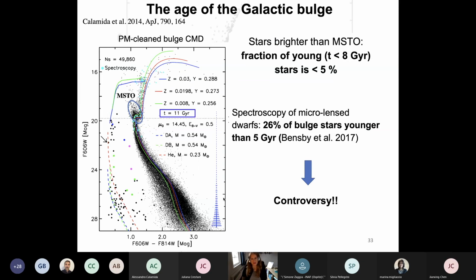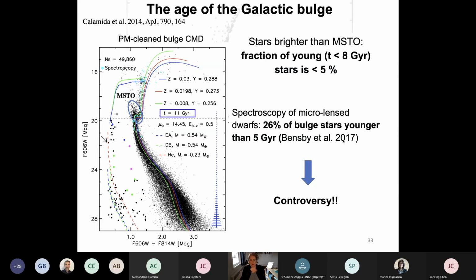And then we were saying, okay, there are some studies based on spectroscopy of dwarf stars that are microlensed, so they get brighter and you can get a higher signal to a spectrum. And this spectroscopy study, published a few years ago, they claim that 1/4, which is a lot, of bulge stars are actually younger than 5 gigayears.